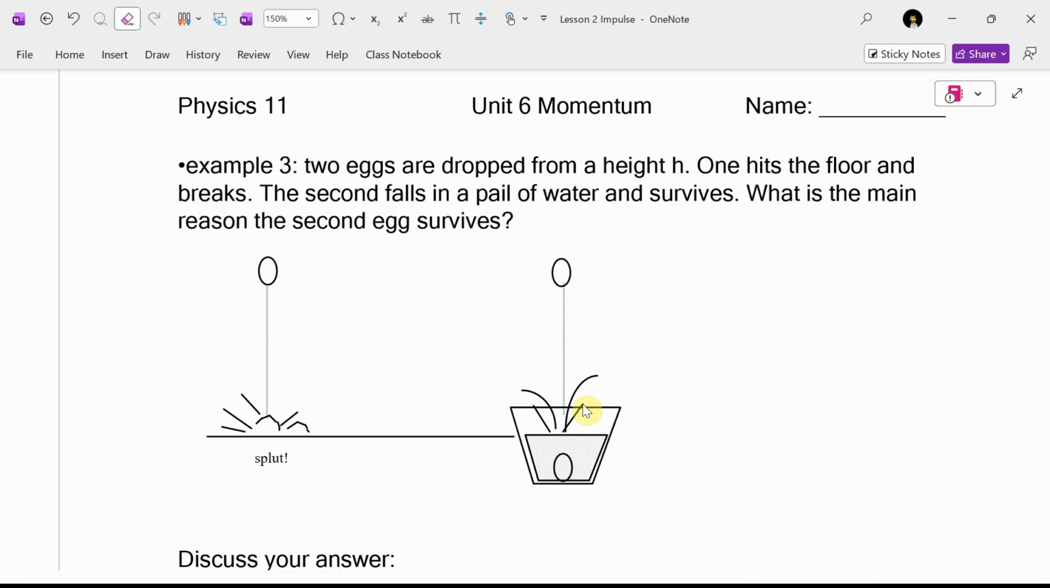Suppose we have two eggs, and let's make them identical eggs. They're clones of each other. Same size, same shape, same shell thickness, same everything. And we drop them at the same time from the same height. One lands on a cement floor and breaks, split, and one lands in a bucket of water and survives. Why does the one survive in the bucket of water? Why does the one that lands in the bucket of water survive?